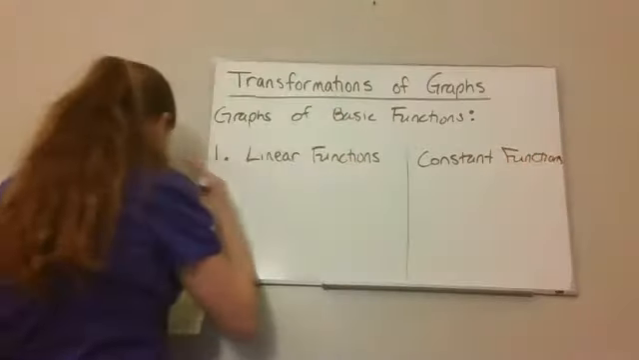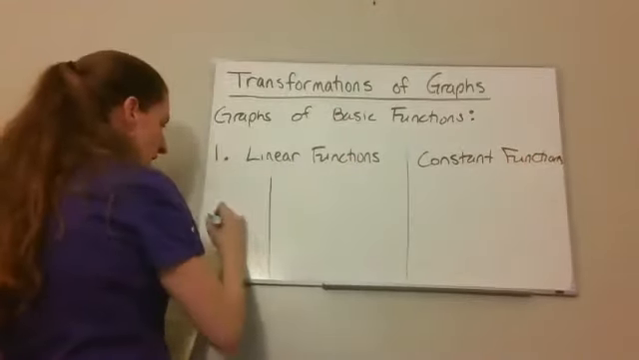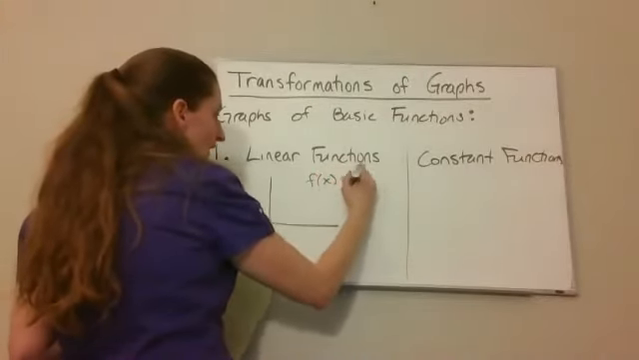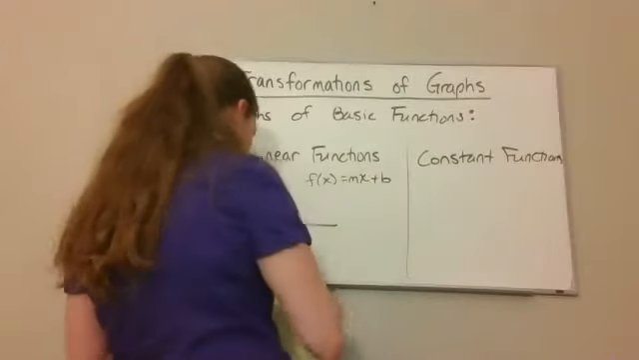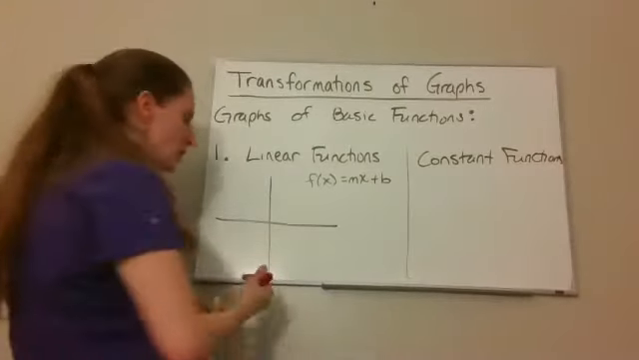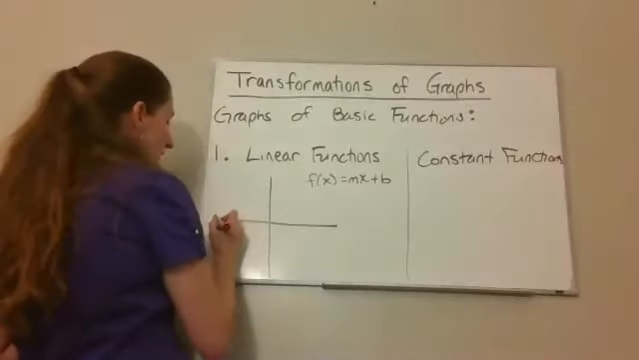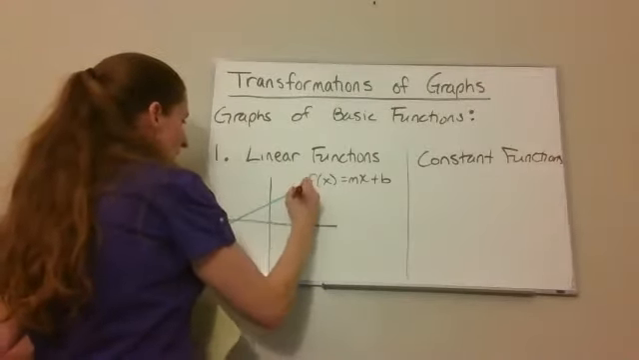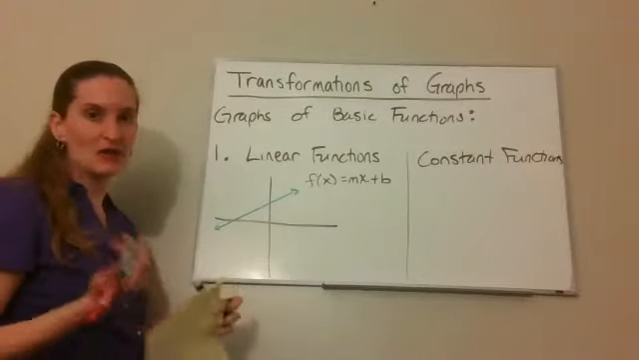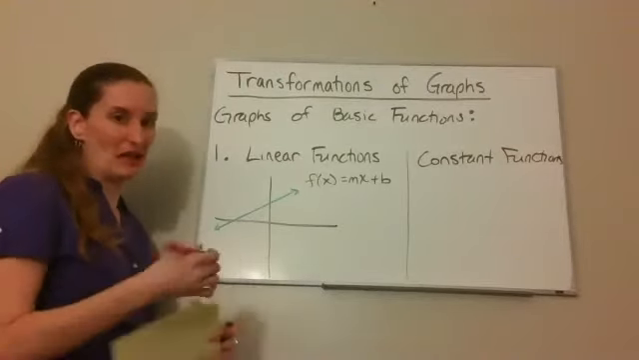So your linear functions are the ones that make straight lines when you graph them. And they look like f of x equals mx plus b. And so the graph of a linear function is always going to be a straight diagonal line. They can be going up to the right like this, or they can be going down to the left, but the whole point is it makes a nice straight line.